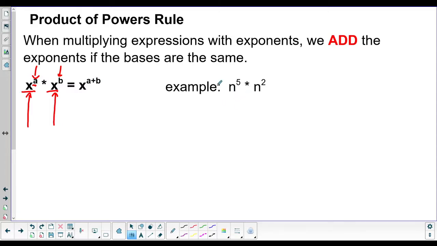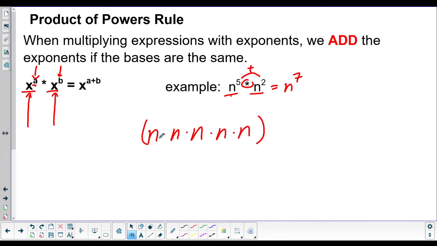So if we look at this example here, n and n, so the bases match, and they're being multiplied together. So what we're going to do is add their exponents. So 5 plus 2 is 7, so we can simplify this as n to the 7th power. Let me go ahead and try and show you why this happens. So n to the 5th power is the same thing as n times n times n times n times n, 5 times. And then n squared is the same thing as n times n.